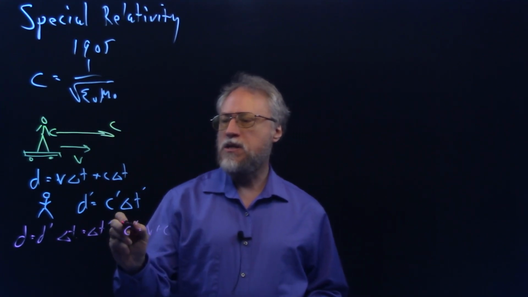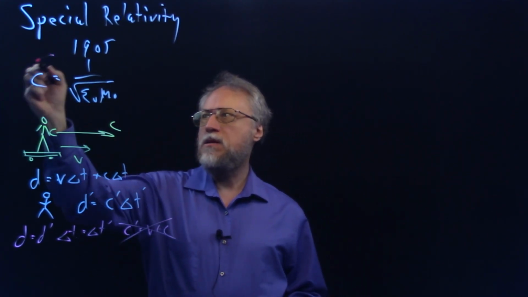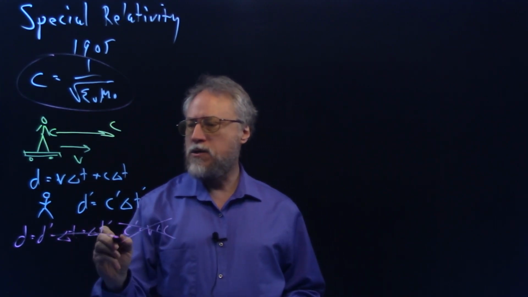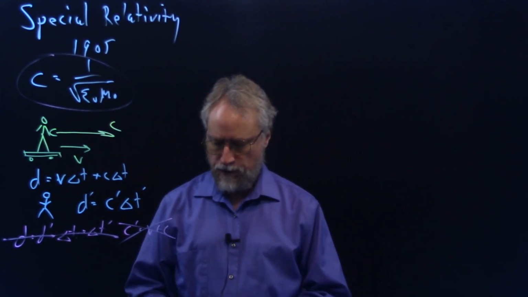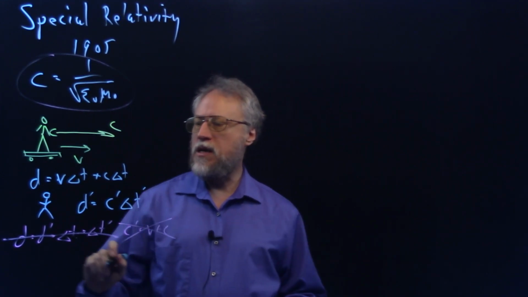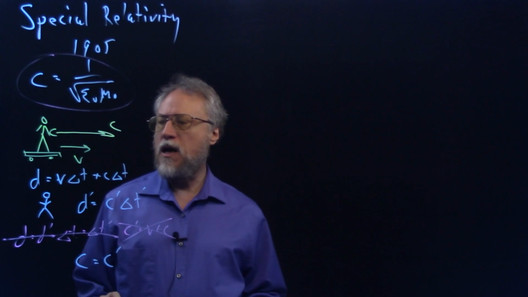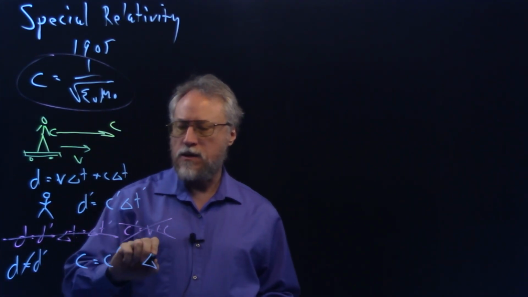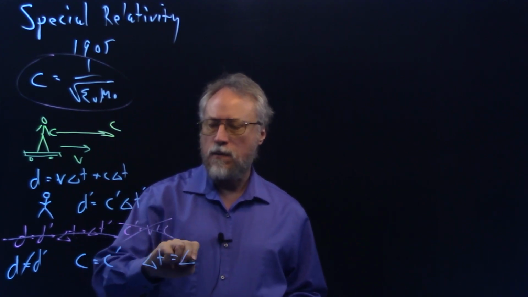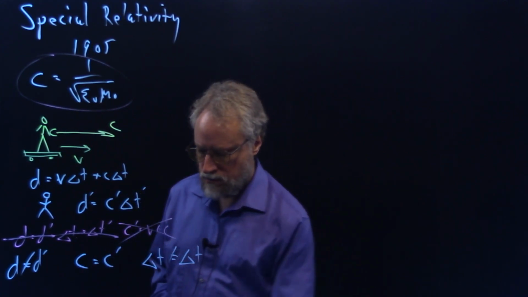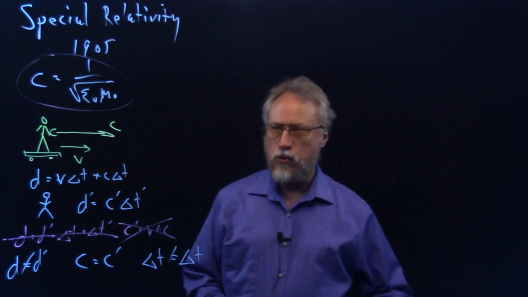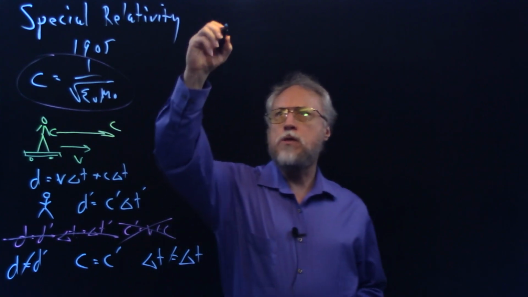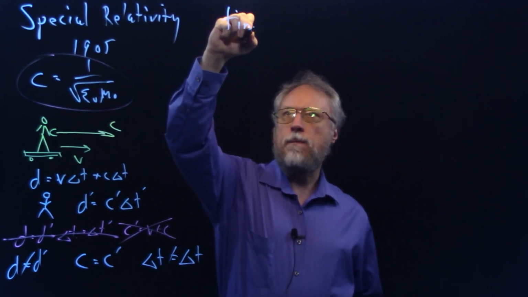Unfortunately, this is wrong because it defies c being constant. Well, if that's wrong, that means this is wrong and that's wrong. And so instead, what we get is c equals c prime, but d does not equal d prime, and delta t does not equal delta t prime. And so this leads us to two separate but related effects in special relativity. The first one is what we call time dilation.